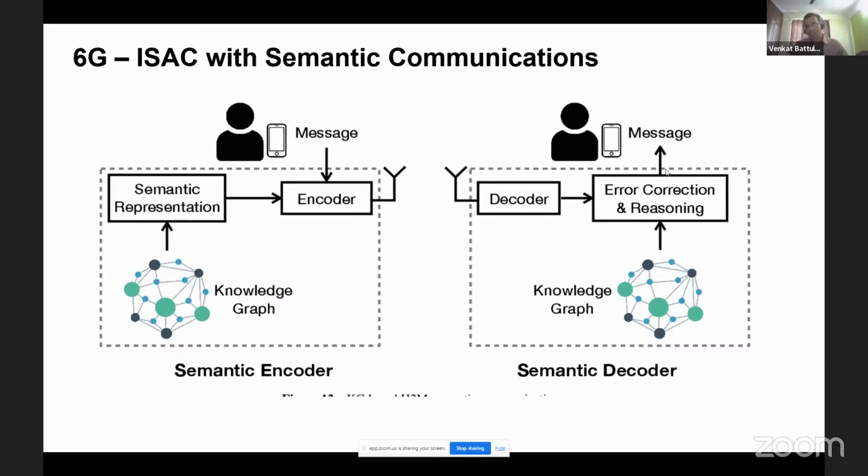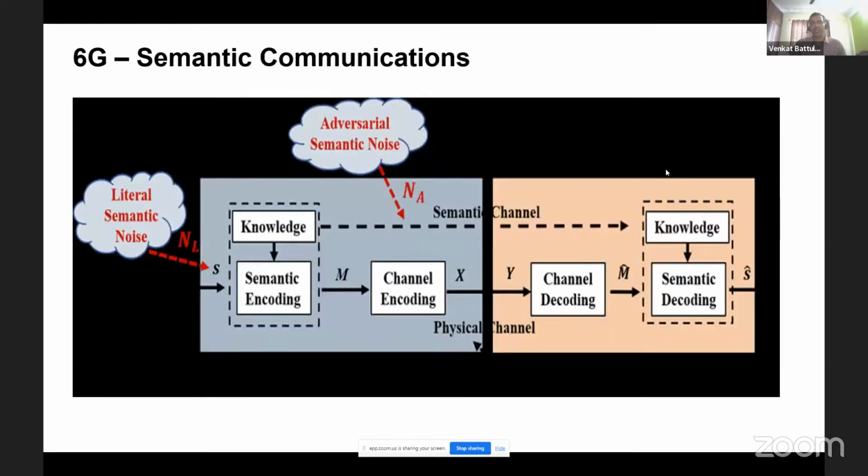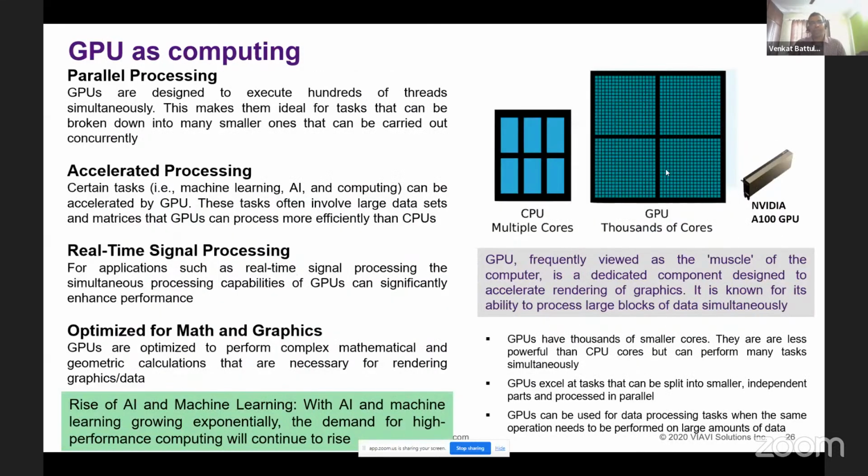So when similar sequences come up, they don't transmit the entire data. They'll just send the code words, and thereby you transmit less data but convey more information. Thereby you challenge the traditional theoretical bounds of the channel. Again, it's still evolving. That is semantic communications.